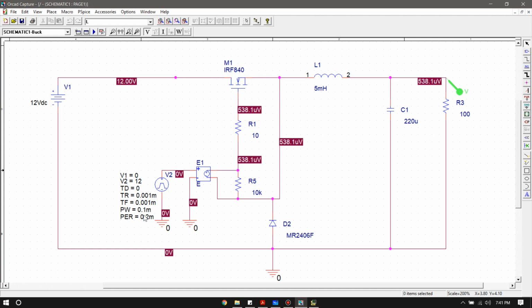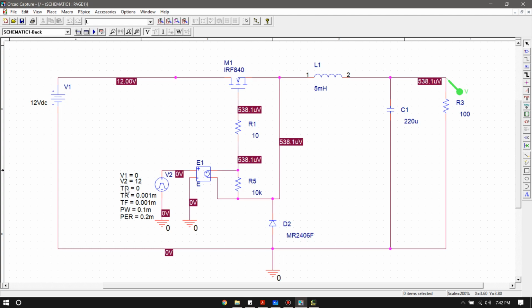We are also using a pulse generator, so V pulse. This is the pulse generator, and we're using a voltage controlled voltage source here, and I'll explain why we're using that. For the pulse generator, you will see that you have a few properties: V1, V2, TD, TR, etc. V1 is the value of the low voltage, so the 0 means it has a low value of 0. V2 is the value of the high, or 12 volts. So we're basically getting a pulse that varies between 12 volts and 0 volts.